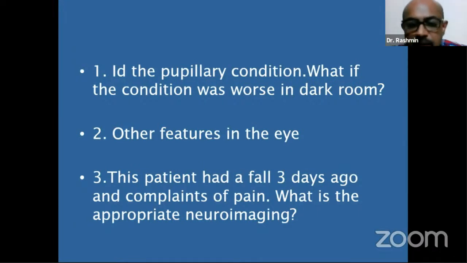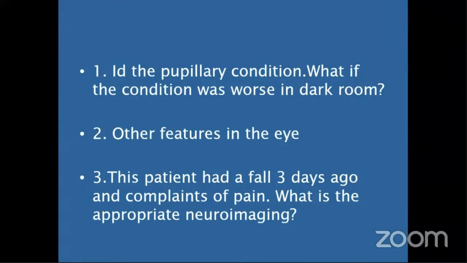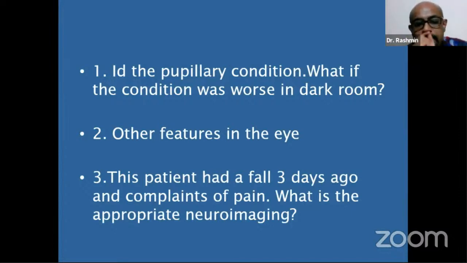Most important, Muskan. This patient had a fall 3 days ago, and he complains of headache and neck pain. What is the most appropriate neuroimaging? Usually the painful Horner's is caused by carotid dissection. So we will do carotid Doppler, or I exactly don't know the neuroimaging, but carotid dissection we have to look for. Fantastic. So basically it's not that all painful Horner syndromes are because of dissection of larger vessels.